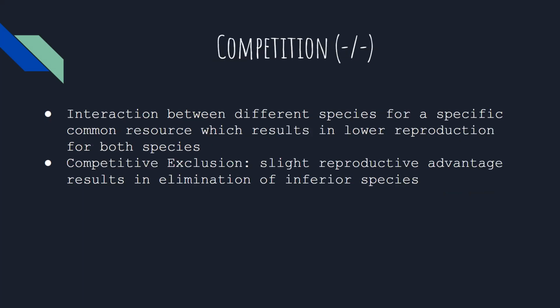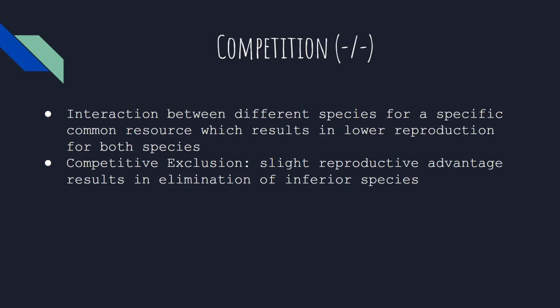So next we're going to talk about different relationships between two organisms. The first one is competition, and we're going to denote them with a plus or minus, and we'll have two, one for each of the two things in the relationship. This is an interaction between different species for a specific common resource, which results in lower reproduction for both species.